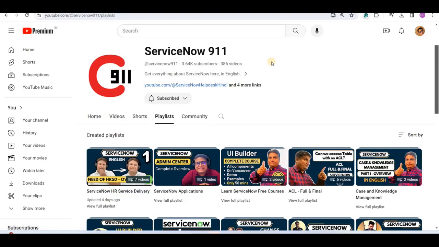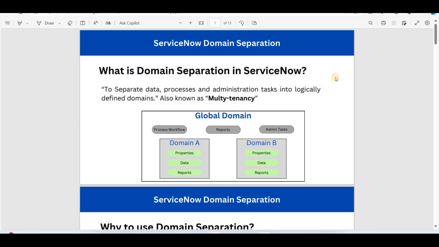Today we are discussing a special series which is domain separation. It is a long pending thing which I want to share with you, but today I got a chance, so let's start with it. Let me share one PPT with you. So first of all, we start with what is a domain separation.